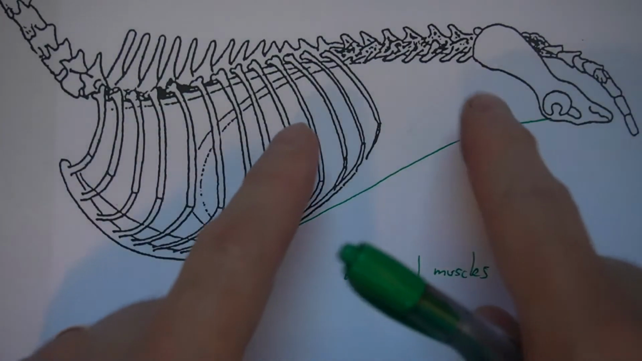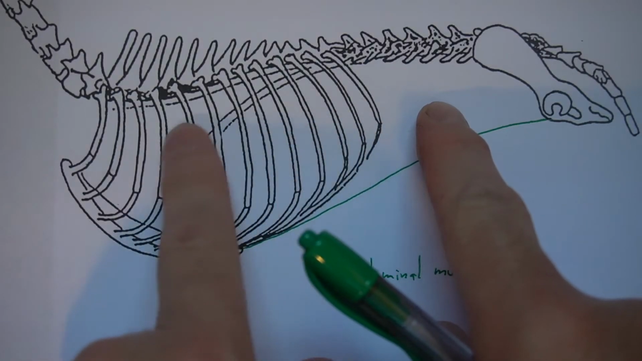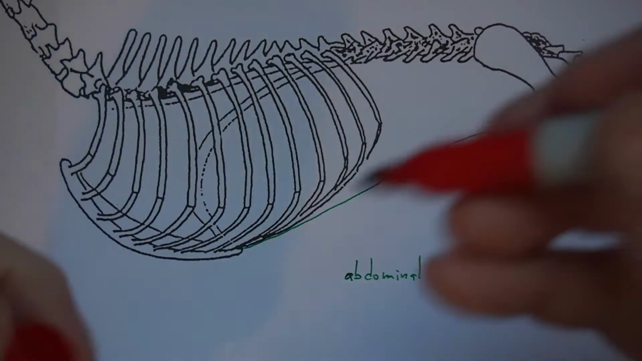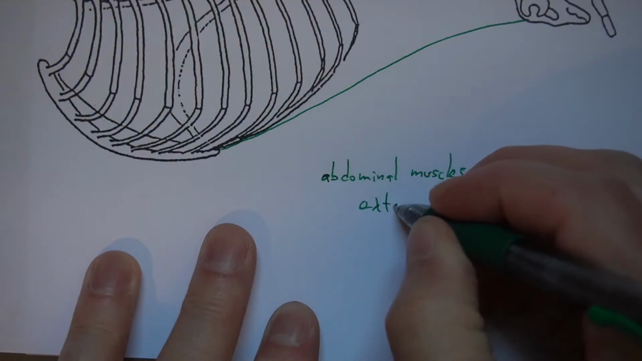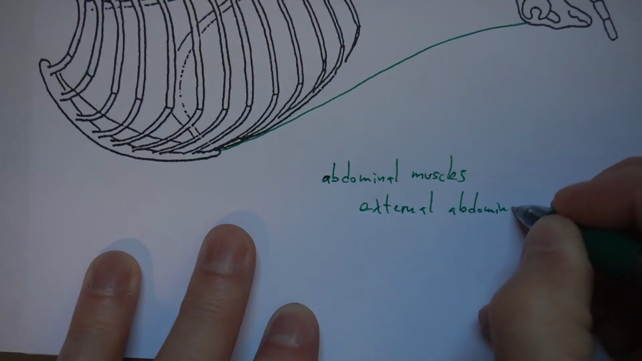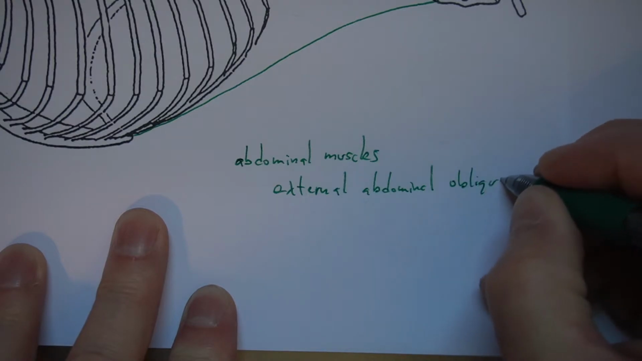So basically, if you're trying to get things in the abdominal cavity out, or push the contents of the abdominal cavity forward to push air out of the thoracic cavity on the other side of the diaphragm, that's what these guys are doing. So the one that you will see initially is going to be the external abdominal oblique.